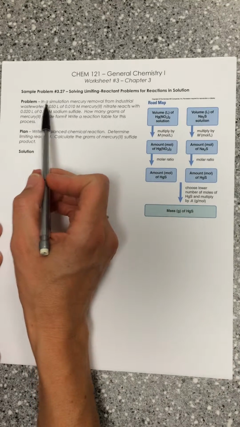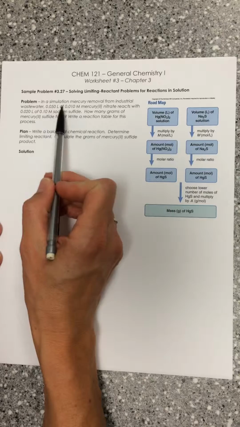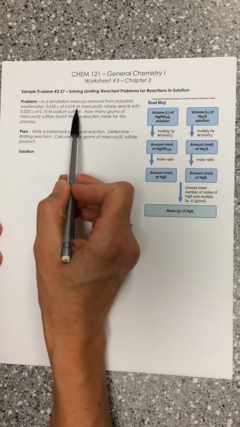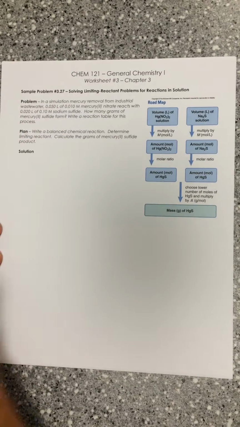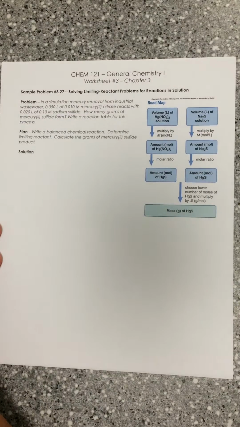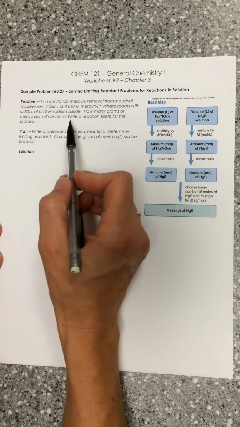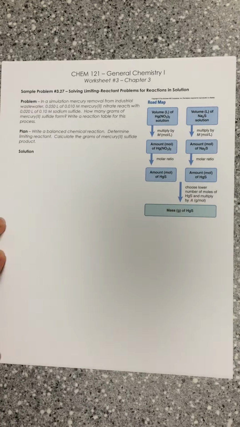This problem says: in a simulation of mercury removal from industrial wastewater, 0.05 liters, or 50 milliliters, of a 0.01 molar mercury(II) nitrate solution reacts with 0.02 liters of a 0.1 molar sodium sulfide solution. How many grams of mercury(II) sulfide form? We also need to write a reaction table for this process.